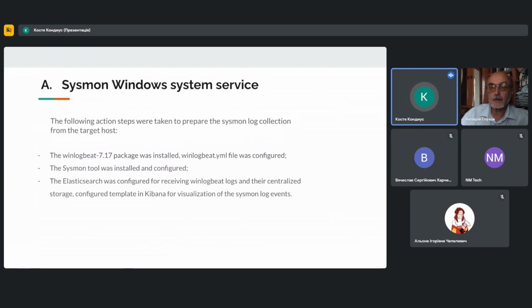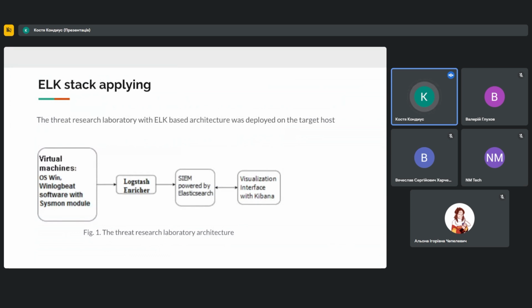And you can see on the screen, there are a couple of steps that were made. To collect Windows logs, the Winlogbeat software was installed as a collector. The SYSMON tool itself was also set up. So let's go next. In this paper, we designed the architecture of the threat search laboratory. You can see it in figure 1.